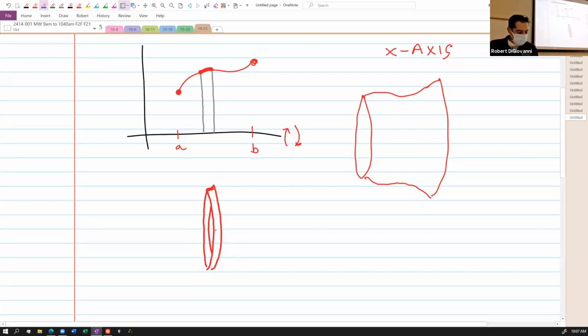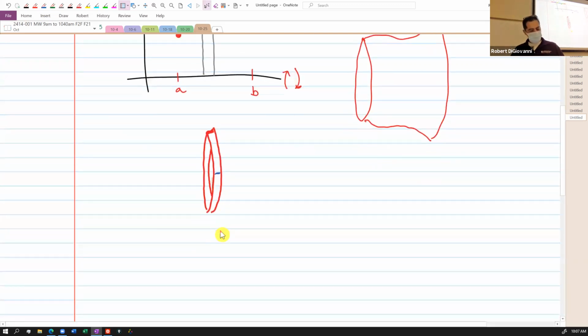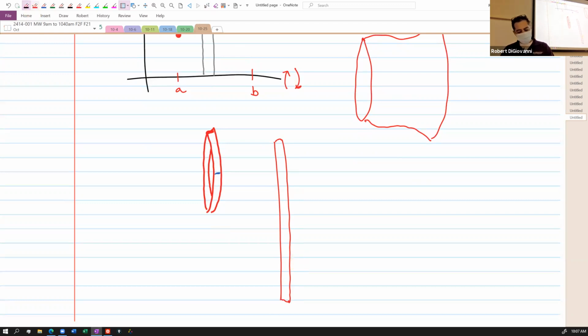Well, I'm going to do something we've done before. I'm going to cut it. I'm going to cut this rubber band like that and just lay it open. If I lay that thing open, it's going to look like this now, right? How wide is this rubber band? Well, we need two things. We need to know what this is, and we need to know what this is.